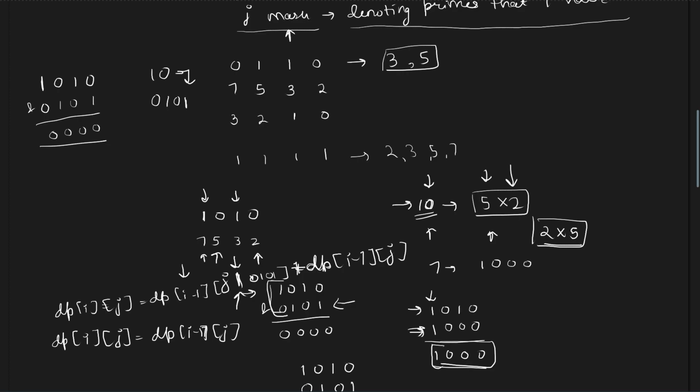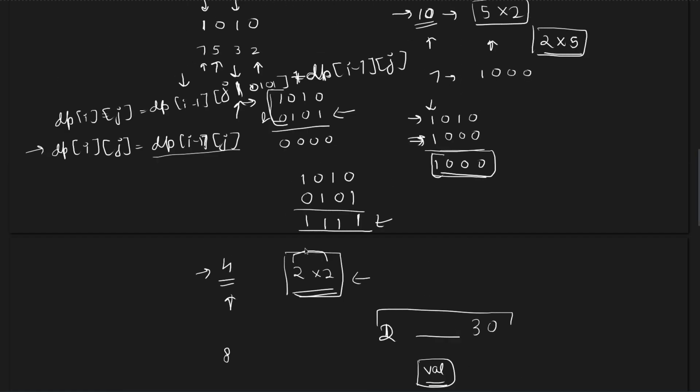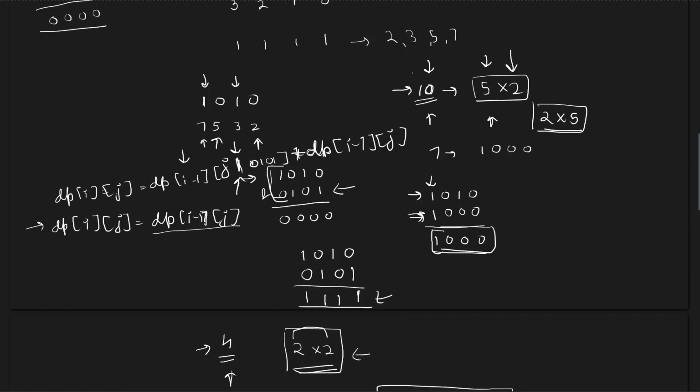What if I cannot take the current value at all? In this particular case, DP[i][j] would be DP[i-1][j], so it is depending on the previous value. Once I have done this, I'll do it for all the values. One more important thing: the mask for each of those values, you will have to pre-compute it. You cannot compute it inside the loops.